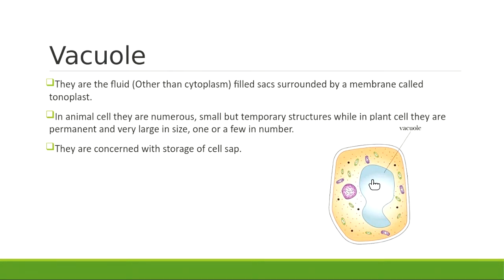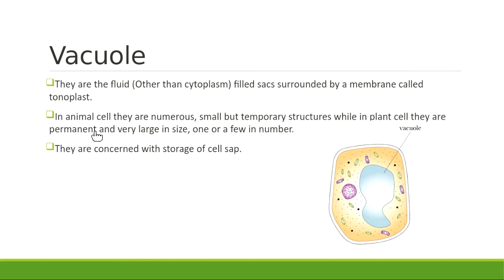So what kind of structures are these vacuoles? They are fluid-filled, but we are not talking about the cytoplasm, and not about the nucleus part either. It is a fluid-filled structure surrounded by a membrane called the tonoplast. It means this vacuole has an outer membrane, and its name is the tonoplast.